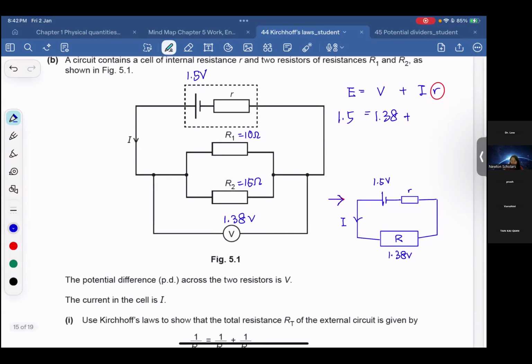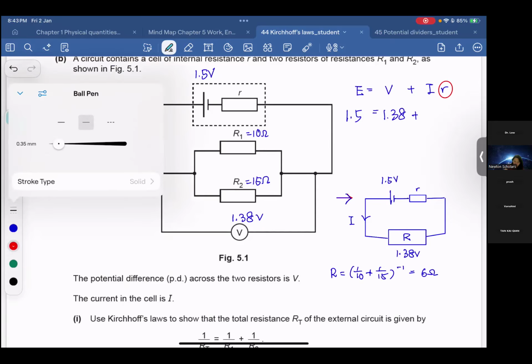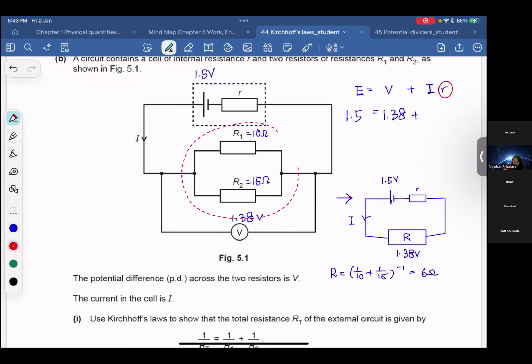How do we solve this? Step 1, find the resistance of R1 and R2 when they combine together to become one. Wesley correct. So R is 1 over 10 plus 1 over 15, inverse it, so I get R is 6 ohm. That means this part actually is here.